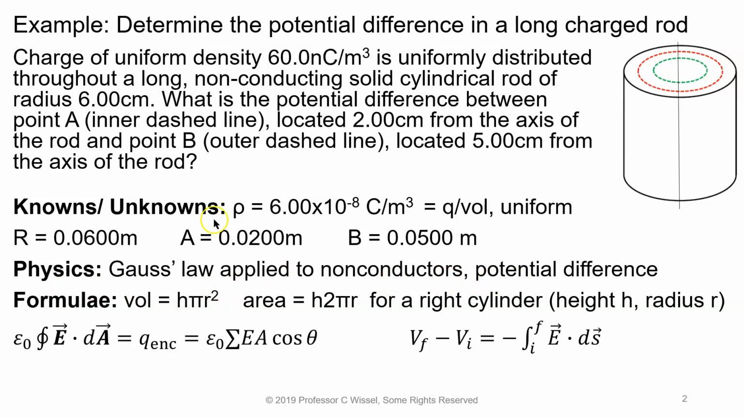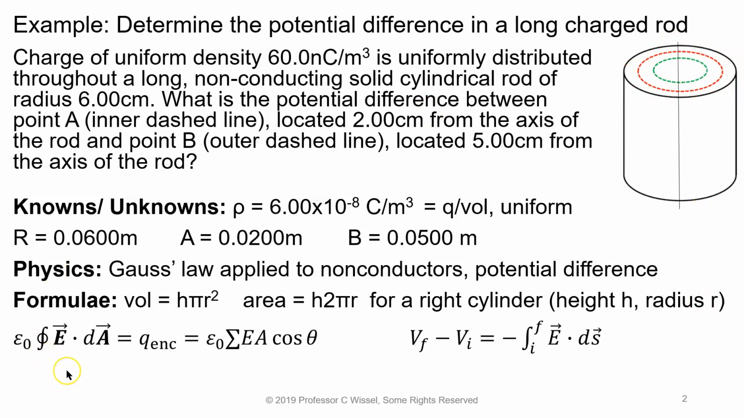And, of course, this, along with our knowns and unknowns and the diagram and the problem statement, gives us a formula shopping list. Volume for a right cylinder is h pi r squared, where h is the height and r is the radius. And the area for a right cylinder, just the cylinder itself, is h times 2 pi r, for height h and radius r. Now you ask me why we don't need the end caps. I'll explain on the next slide why we don't need them.